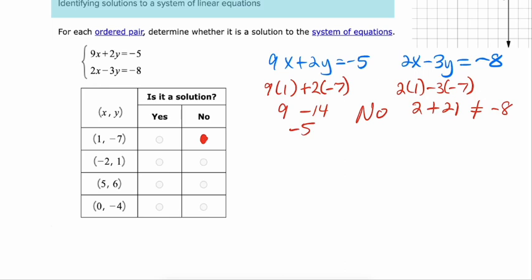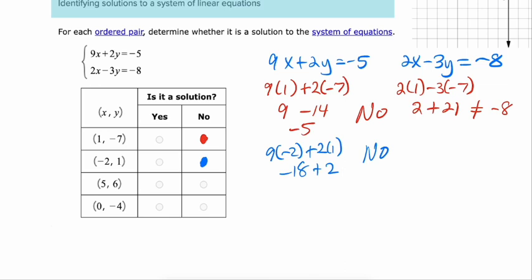Let's do it again. So now we're going to plug in -2, 1. So 9 times -2 plus 2 times 1. Does that equal -5? Well, we get -18 plus 2. That's a no. You don't have to check both. If one fails, you're done. -18 plus 2 is -16, not -5. So that's a no. So just throw it out.